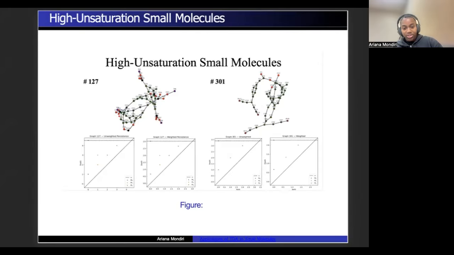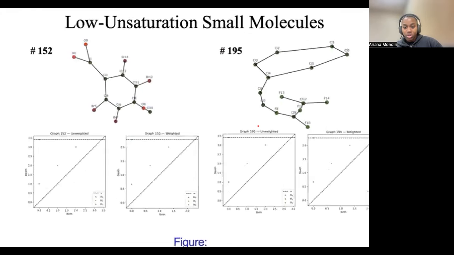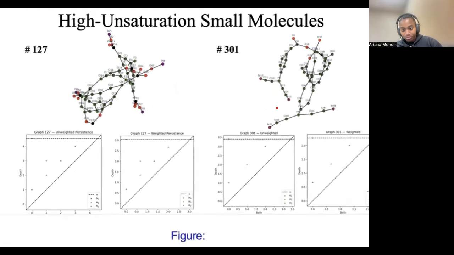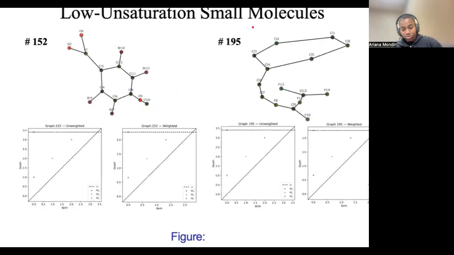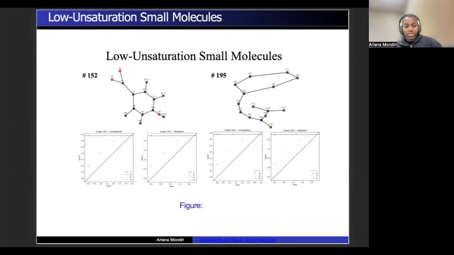But then where you can have mixed feelings is that this is also a complex molecule. There's more than one cycle, many cycles. And when you compare it to the simpler molecule with a single bond, the diagrams are the same when you look at the molecule 301 and the molecules 152 and 195. So here you can have mixed feelings if you just consider your intuition.